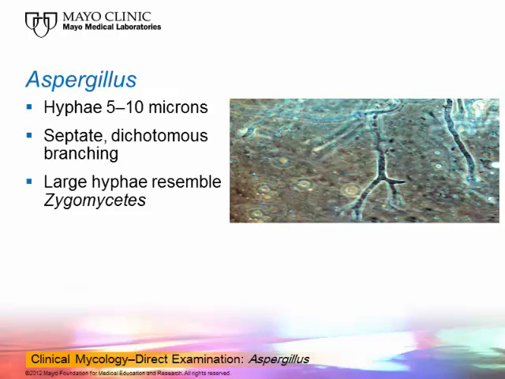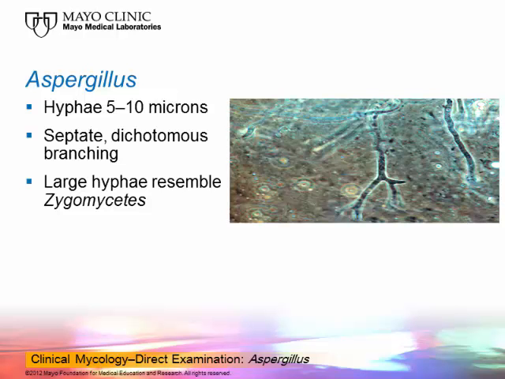The next slide shows a representation of Aspergillus. And basically the features of Aspergillus are that the hyphae are 5 to 10 microns in diameter. They have septate, acute angle, dichotomous branching, and some of those Aspergilli may have hyphae that are large enough to represent a zygomycete. And so there are times when one has very much difficulty, and you may not even be able to tell the two apart.